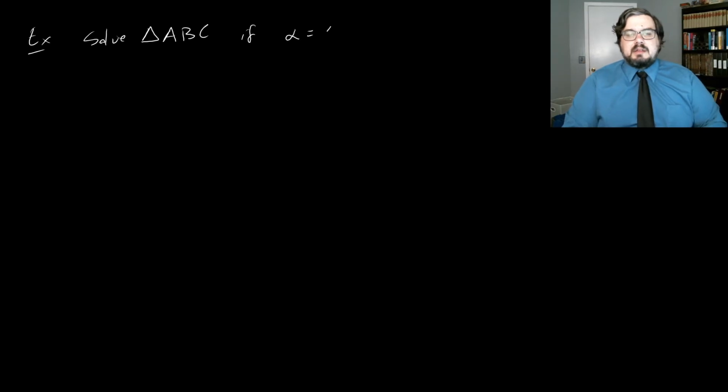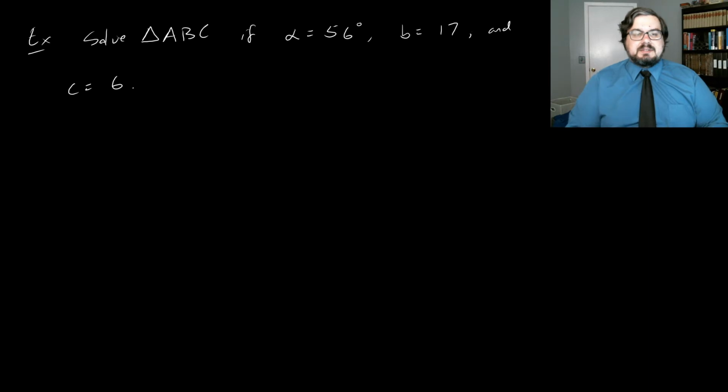All right, let's look at an example. Solve triangle ABC if alpha equals 56 degrees, B equals 17, and C equals 6. So, as normal, you will want to sketch out this triangle in order to organize your information. And you've got the angle alpha, which you're told is 56 degrees.